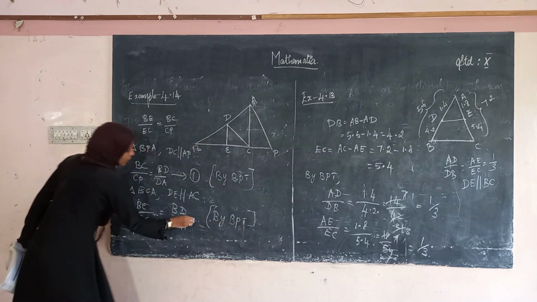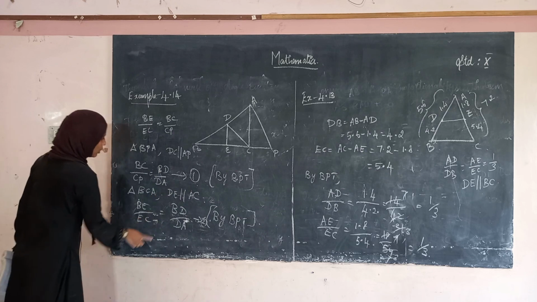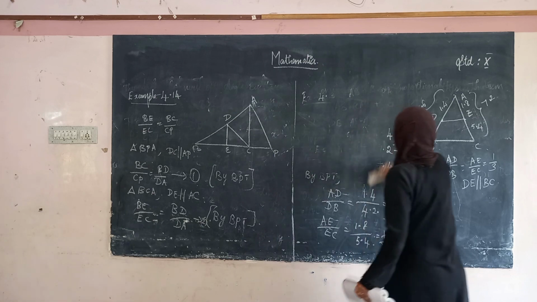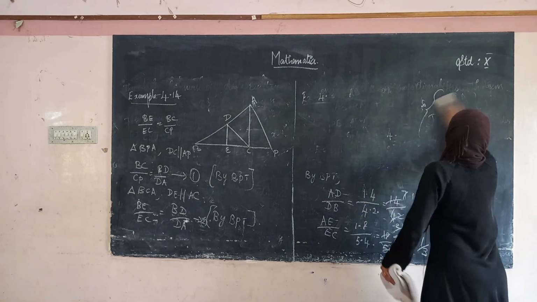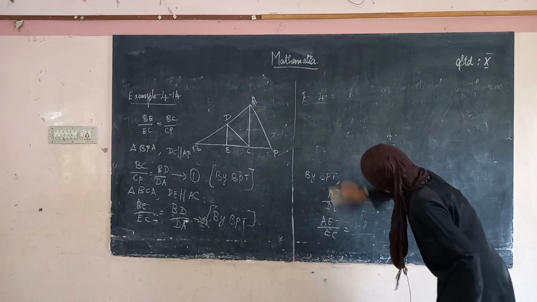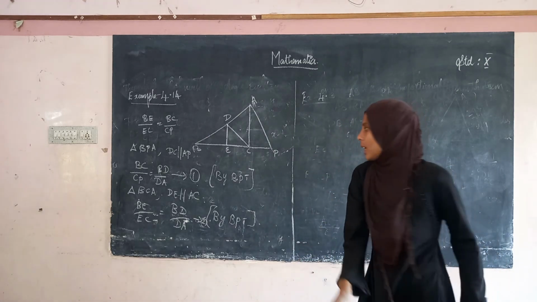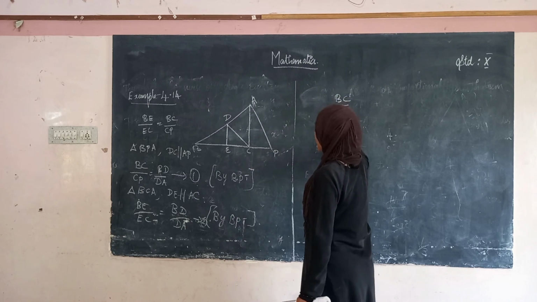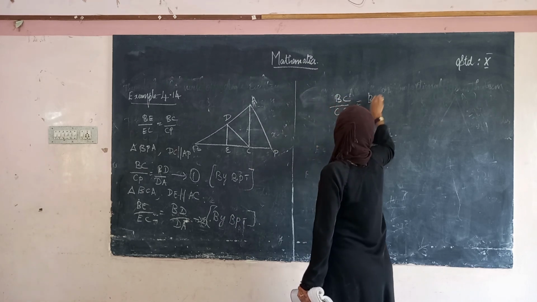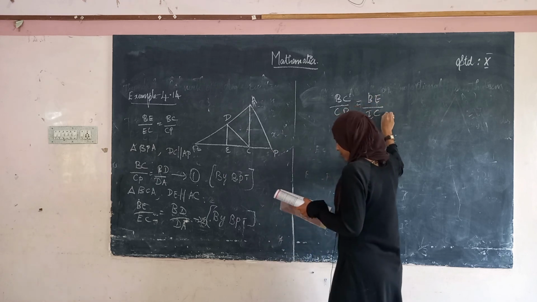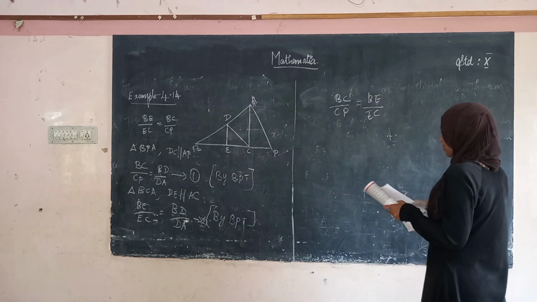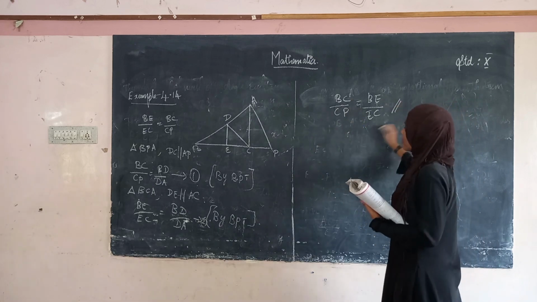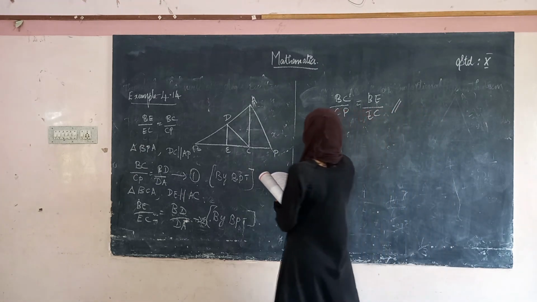This is 2. Now see 1 and 2, we are having one side as common, therefore we can equate the other side. Therefore, BC divided by CP is equal to BE divided by EC. So this is what we have to prove, right? BE divided by EC is equal to BC divided by CP. Hence proved.